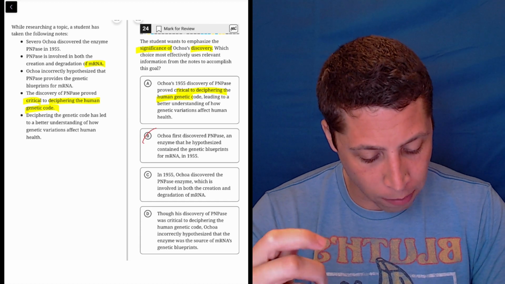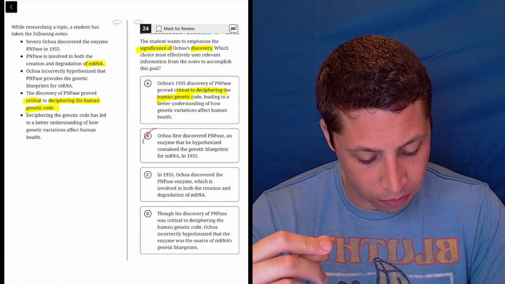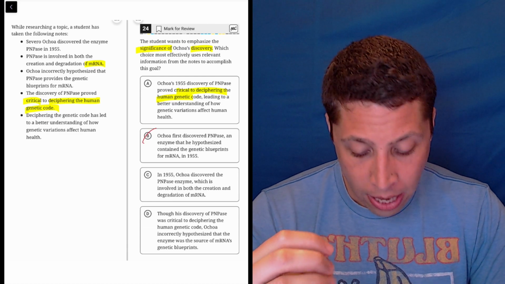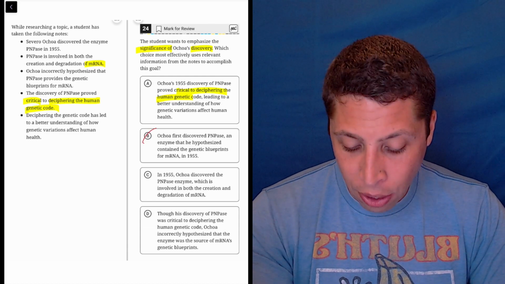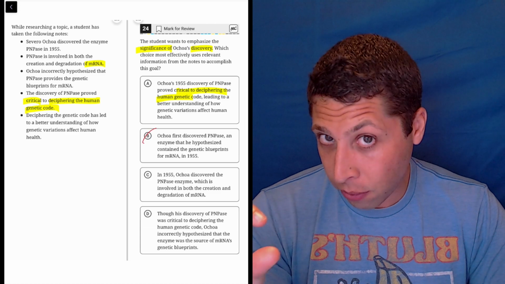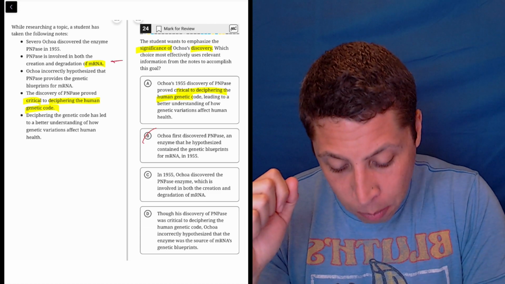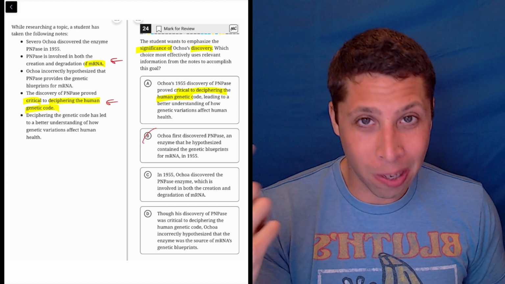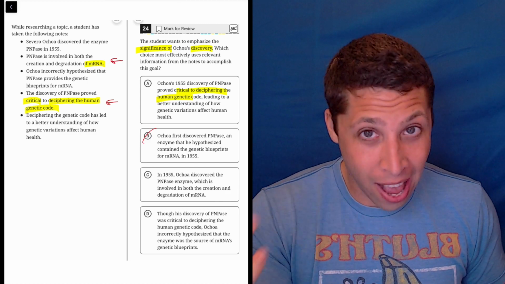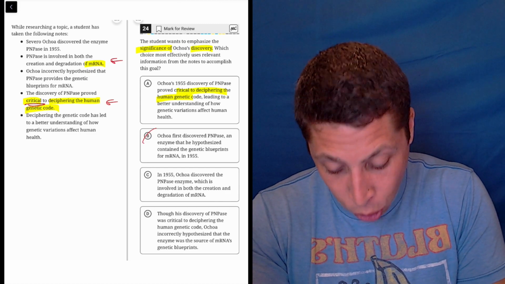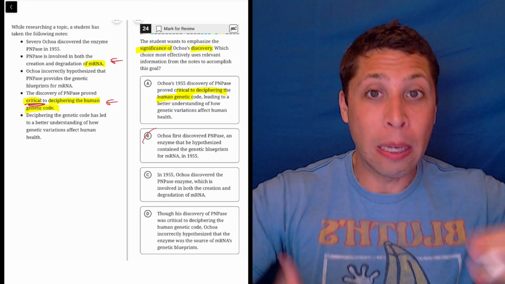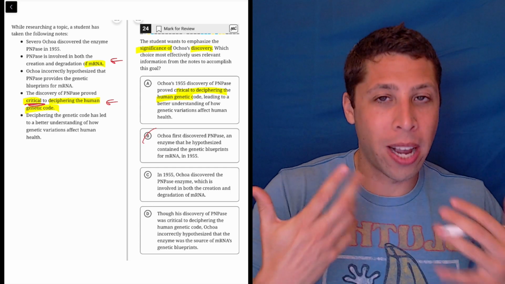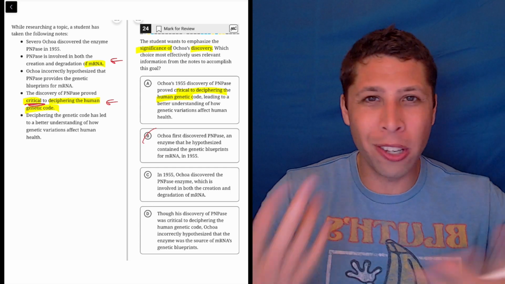In 1955, Ochoa discovered this enzyme, which is involved in both the creation and degradation of mRNA. So that gets to the thing that I originally thought was maybe the significance, but notice the difference between this bullet point here and the one I'm going to end up using. In the one that I'm using, it literally just says why it's significant, right? It was critical. Critical means very important. Significant means important, right? Why is it significant? Why is it important? Why is it critical? We're using the same words here.